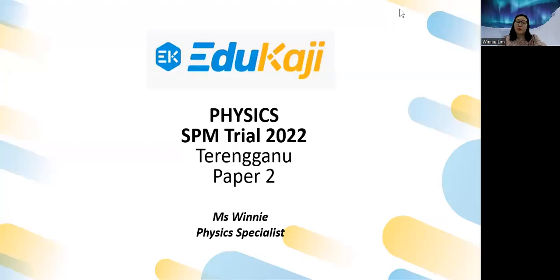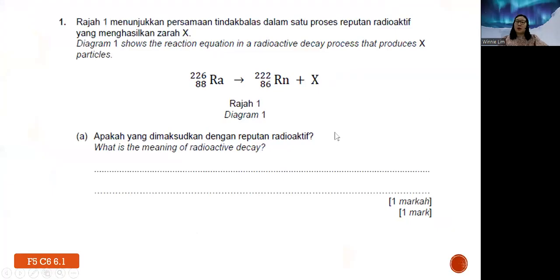Today we'll discuss Physics SPM Trial 2022 for Terengganu, Paper 2. The first question comes from Chapter 6 on nuclear physics, on 6.1 radioactive decay. Diagram 1 shows the reaction equation in a radioactive decay process that produces X particles. What is the meaning of radioactive decay?